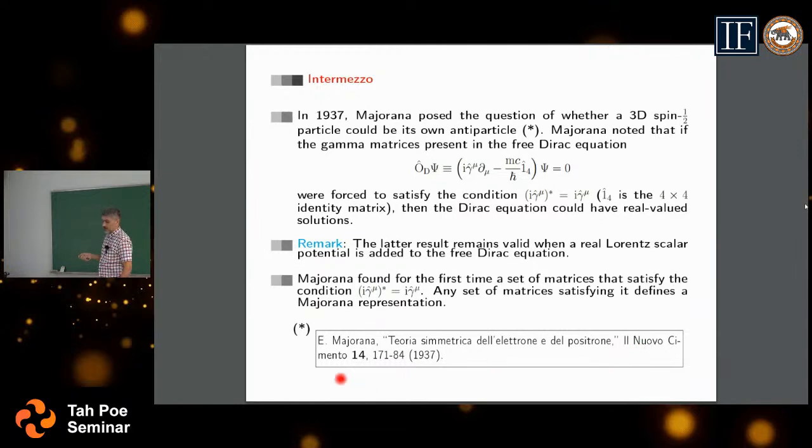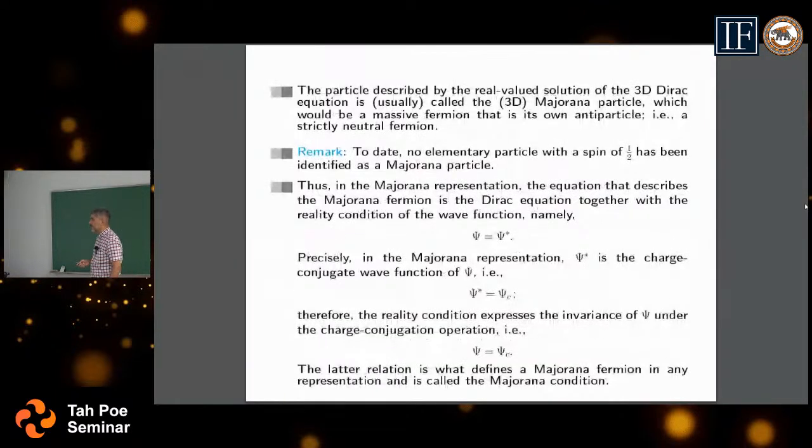The new challenge is the name in English. The particle described by this real solution is what people call a Majorana particle. If you have a solution of the latter equation and it's real, it's describing a Majorana particle. Okay. What is a Majorana particle? It's a massive fermion and it's its own antiparticle. So it's a strictly neutral fermion.